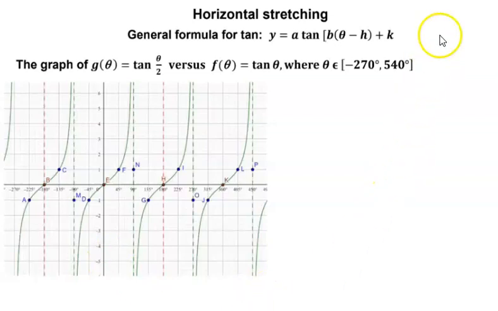Let's look at horizontal stretching now. If we look again at our general formula for our tan graph, and compare this to tan theta over 2, we see that A is equal to 1, B is equal to a half, and H and K are both 0.